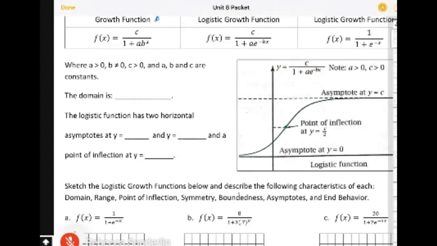All real numbers. Yep, all real numbers. It keeps going forever to the left and keeps going forever to the right. There are little arrows there that should be there but are not. Now, all logistic growth functions have 2 horizontal asymptotes. Exponentials, in general, always have 1. Logistic goes even further and has 2.